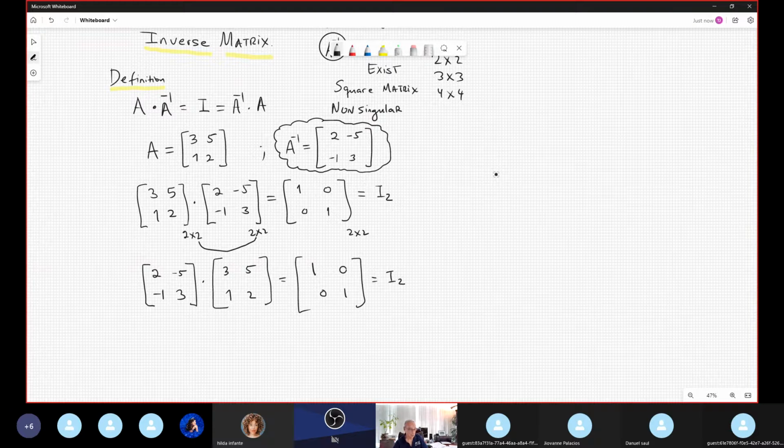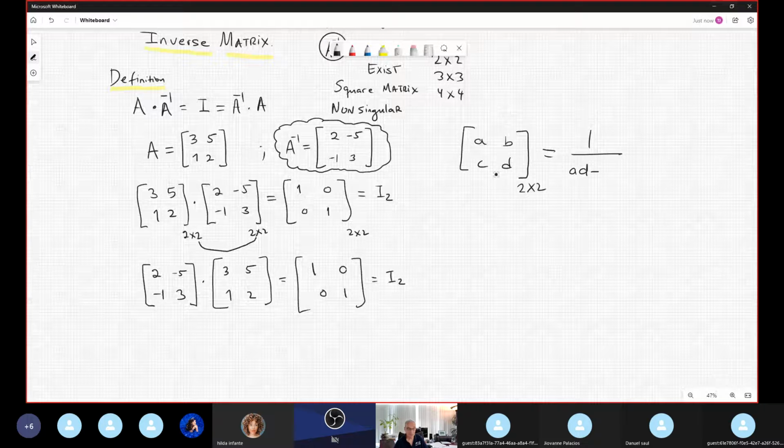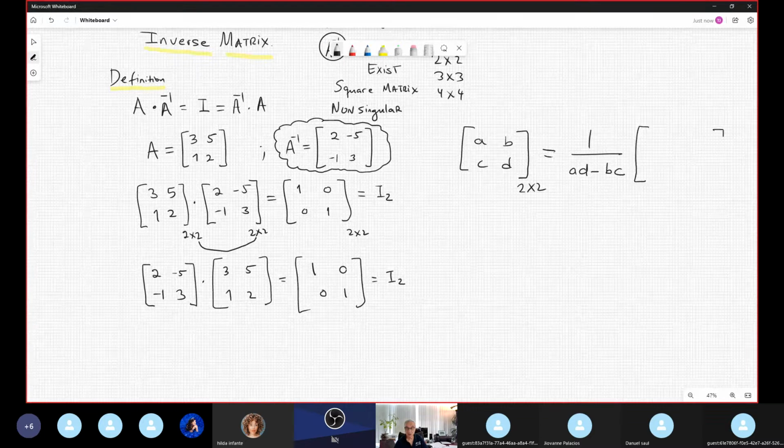Look, suppose the formula for 2 by 2. Suppose in general the matrix A, B, C, D, 2 by 2. I want to explain the formula to find the inverse matrix in 2 by 2. The formula says 1 over AD, A multiplied by D, minus B times C, and we get the matrix D, minus B, minus C, and A.